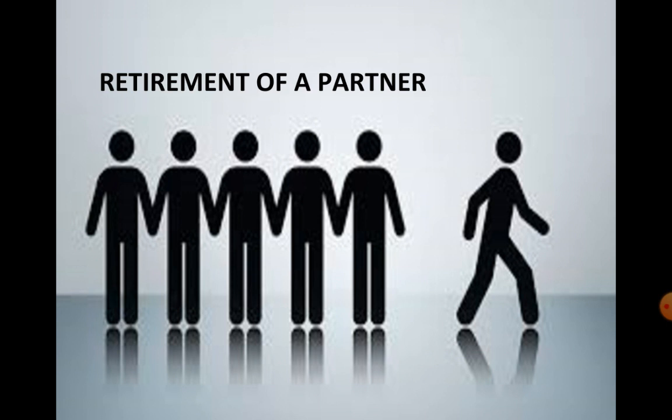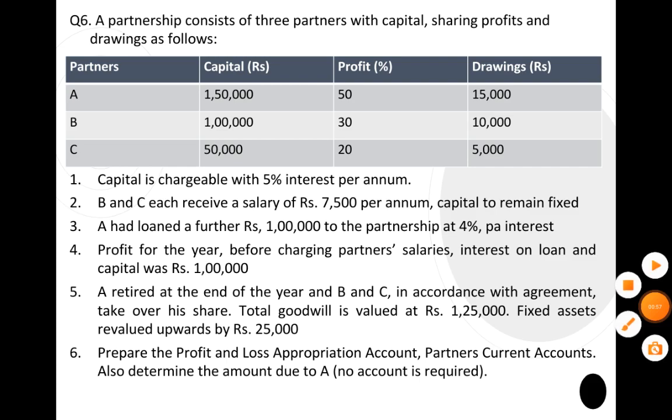Okay, so we're just going to be solving additional problems with regards to all of these to understand the concept a little better. So look at the question here, question number 6. A partnership consists of 3 partners with capital, sharing profits and drawings as follows. In the question, you have been given partners A, B, and C, and the capital for partner A, 1,50,000, capital for B, 1 lakh, and for C, rupees 50,000. And profit, they've given it to you as a percentage, 50%, 30%, and 20%.